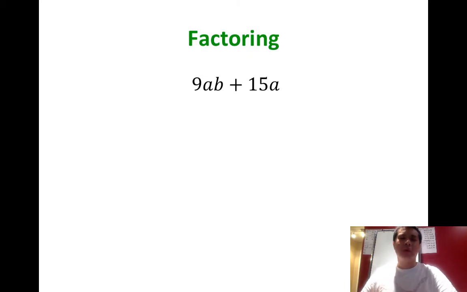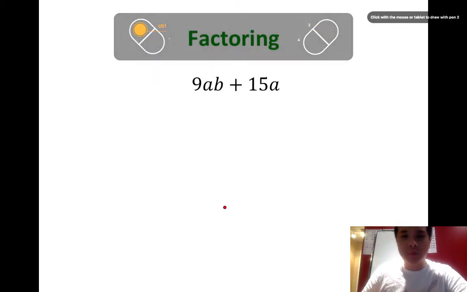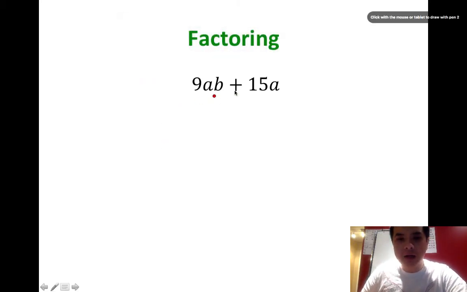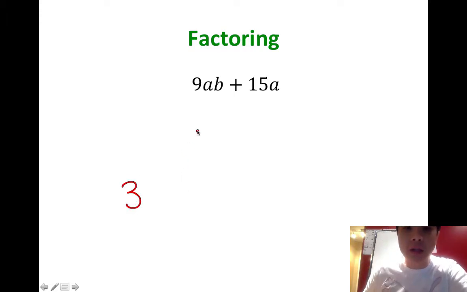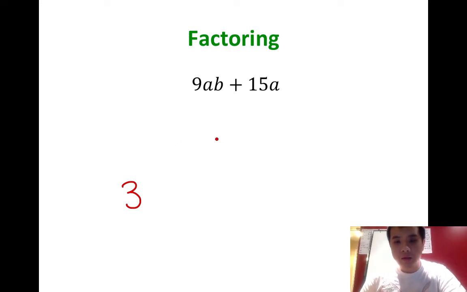Let's try this one. Again, we take a look at the number parts first of each term. We have 9 and 15. The greatest common factor between those two is 3. After that, we take a look at the variable parts, the letter parts. We have ab in this first term and a in the second term. They both share an a, so we can take that out.